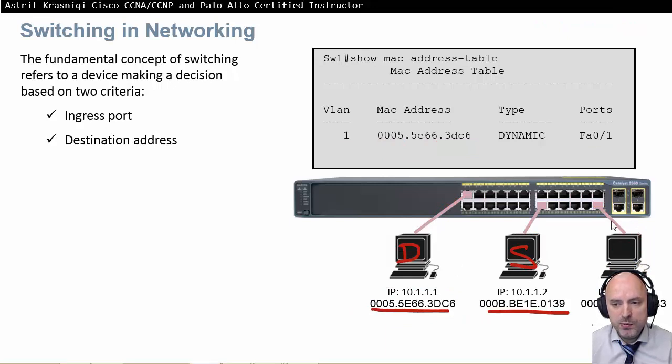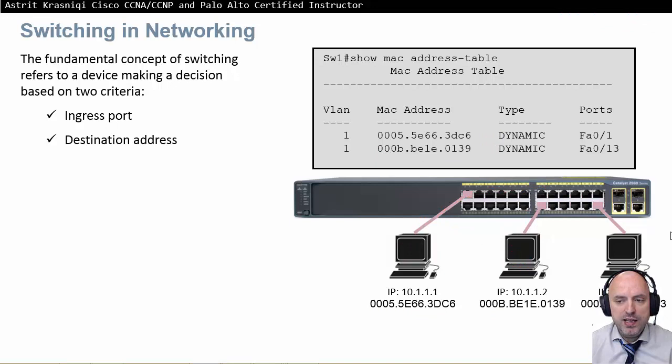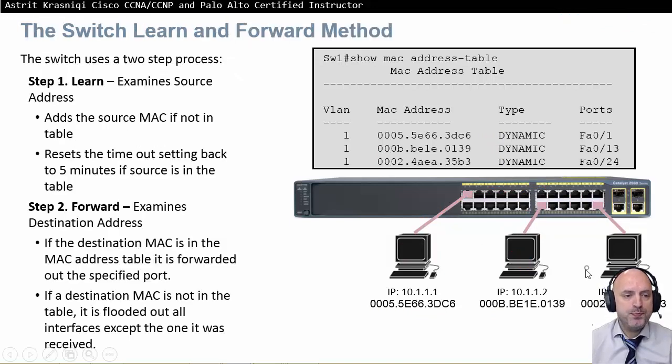So now when the frame comes in on the switch, it will say, okay, well, you came on port 13. This is the source MAC address. Let me put that on the table, 5 minutes. And the destination is this. I know where the destination is, so I'm just going to send it directly to the destination. And then later on, it will learn about this PC as well.